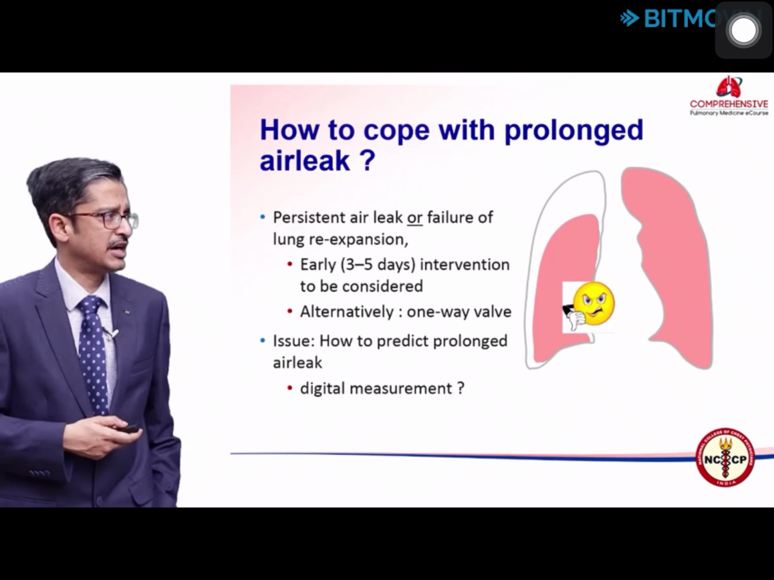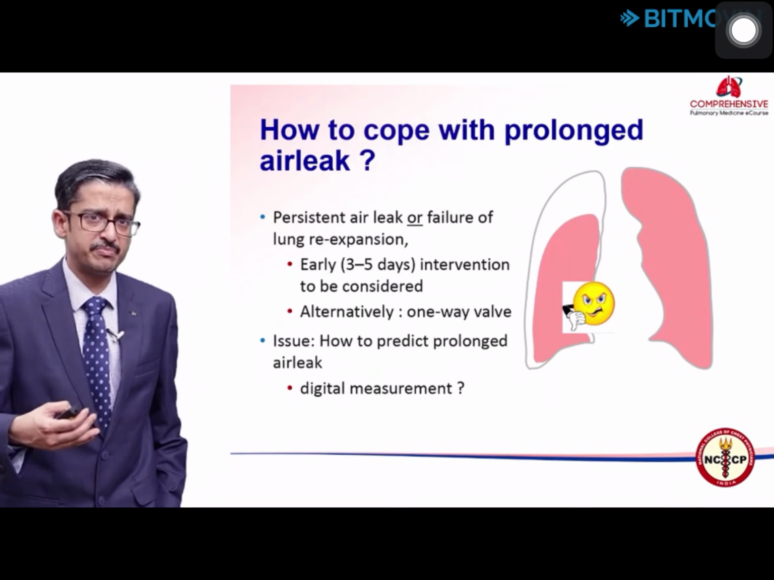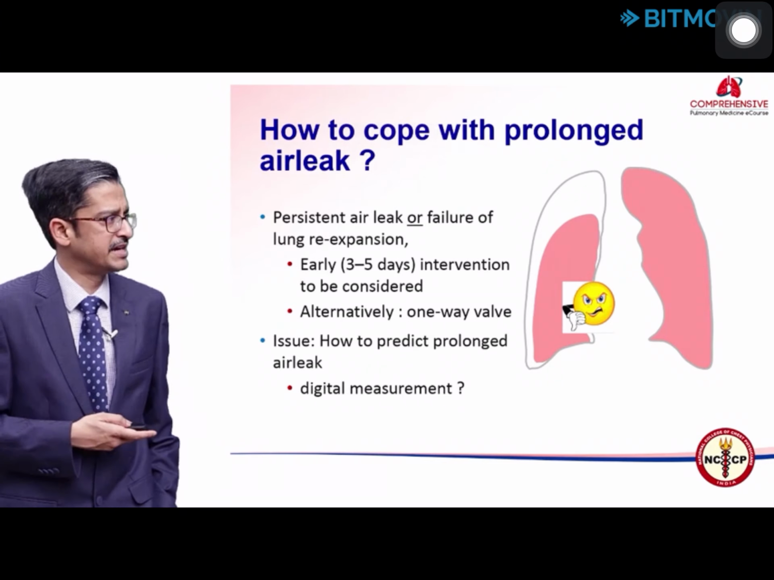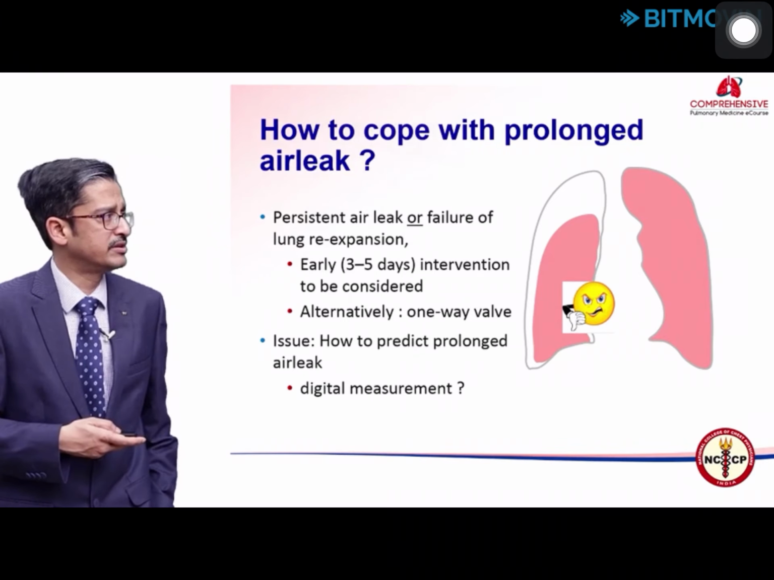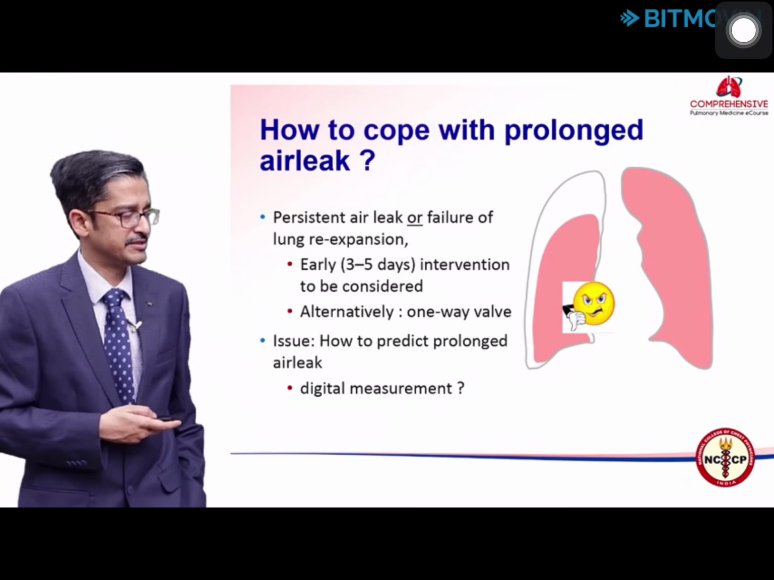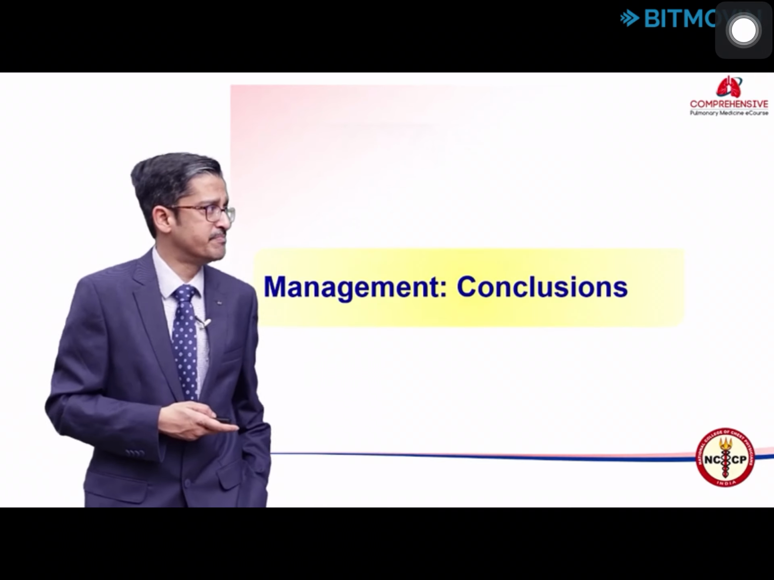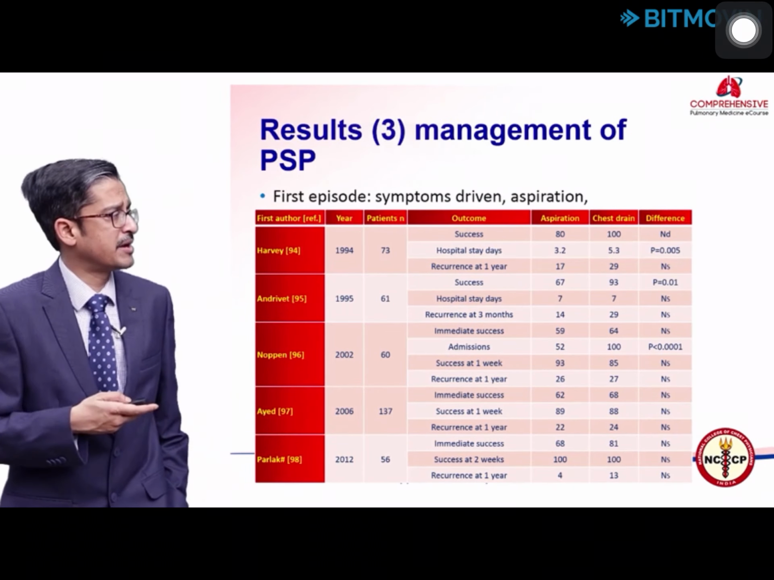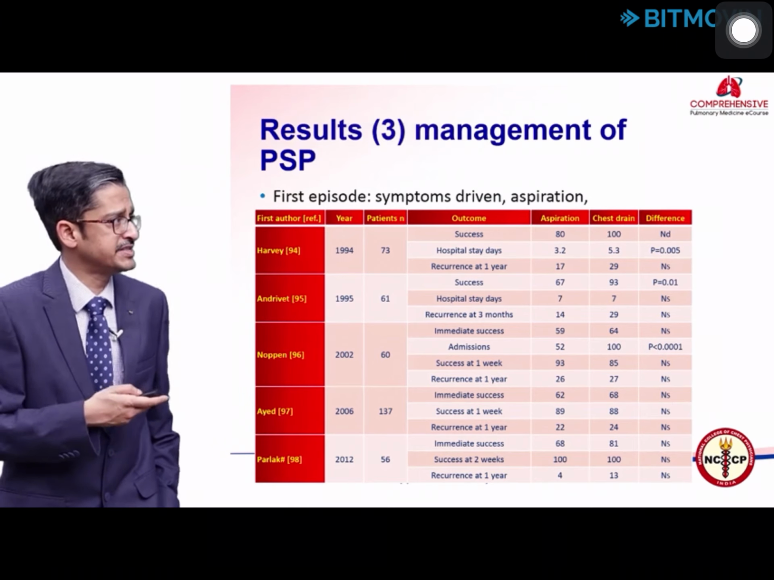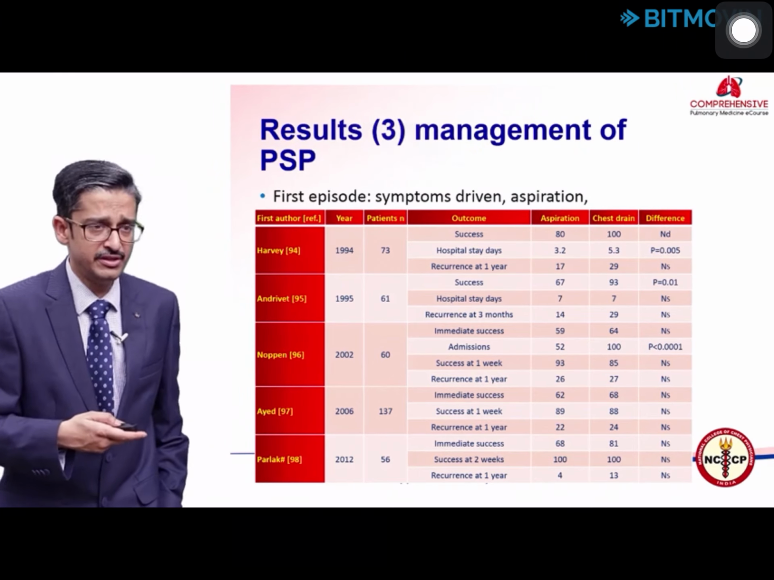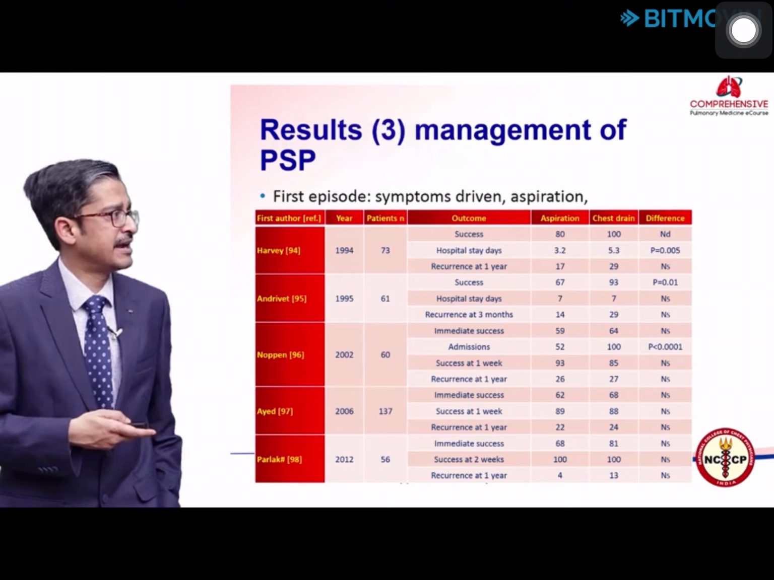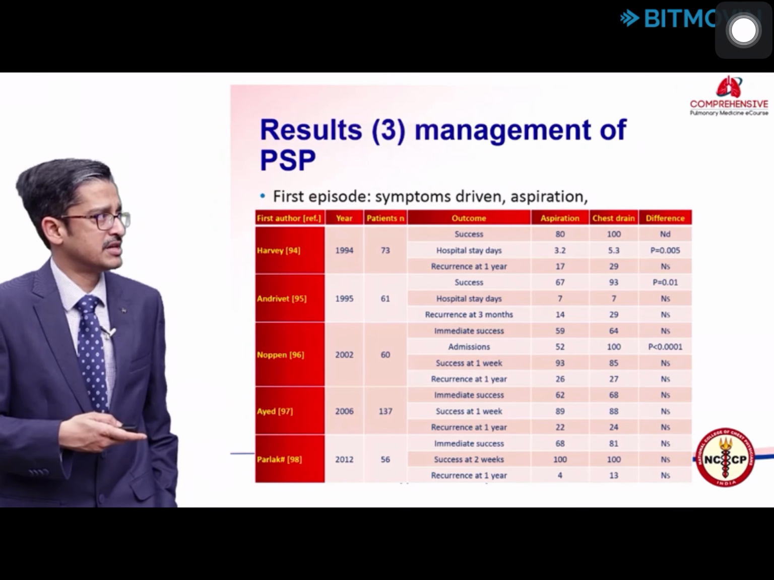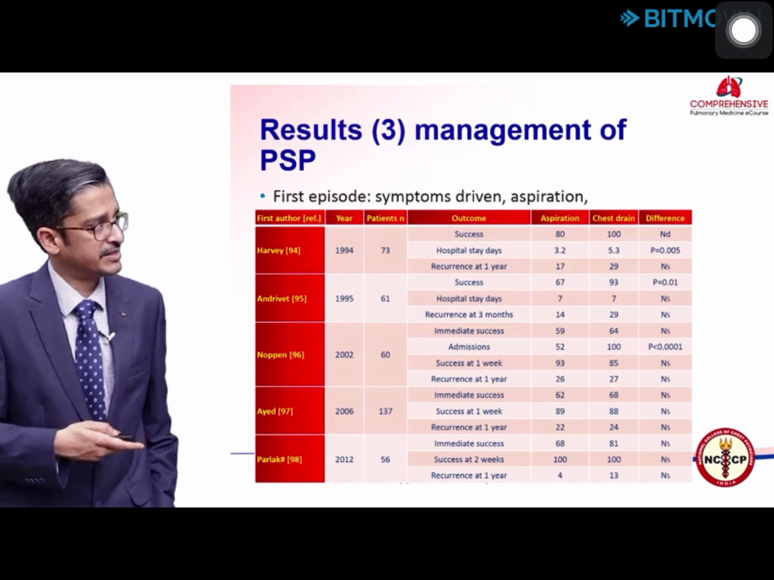How would you predict prolonged air leak? There are centers which have looked at digital measurements, but I don't think they are clinically relevant. So I finish off with these management conclusions. Management of primary spontaneous pneumothorax, first episode, should be symptom driven, and we should mainly highlight aspirating these patients rather than putting in a chest drain.